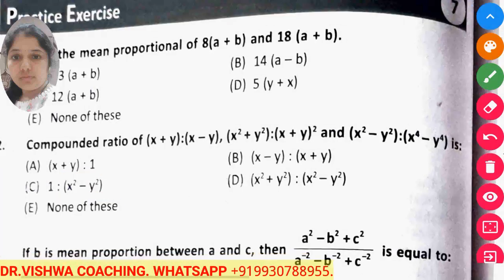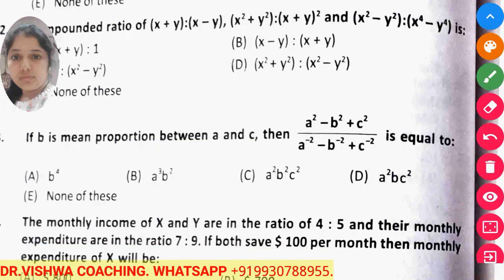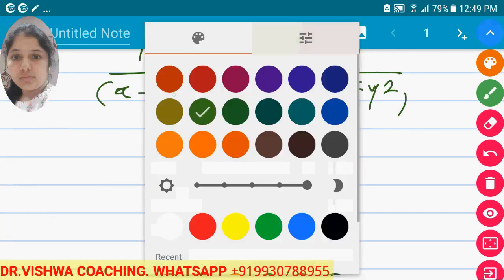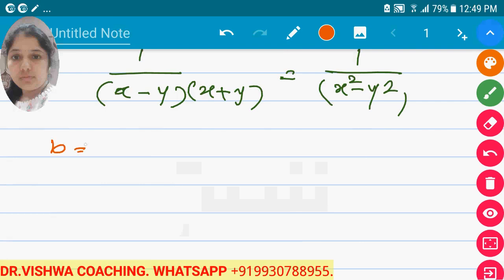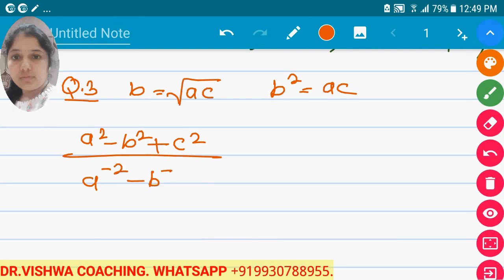Now see, B is the mean proportion between A and C, and we have to find the value of this expression. Now what is given, you must write first. B is the mean proportion, means B is equal to under root AC, means B square is equal to AC. Now put the values. What is given to us is a square minus b square plus c square upon a raised to minus 2 minus b raised to minus 2 plus c raised to minus 2.